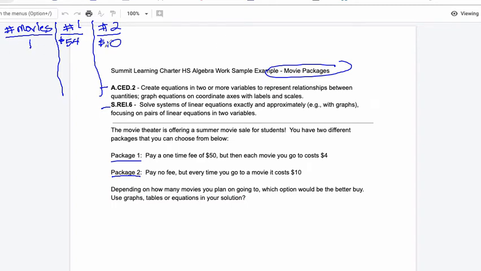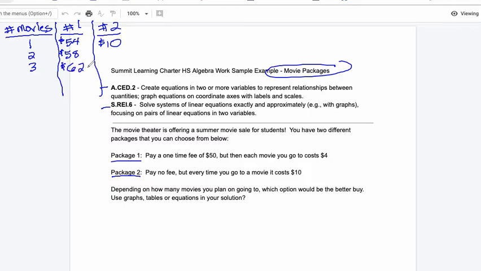Okay, but I'm looking kind of for a pattern. I need to be able to kind of articulate between any number of movies: 10, 20, 30, 25, 24. I'm trying to think big picture and use some algebra on this. So let's do a couple more. Let's do 2 movies and 3 movies. 2 movies is still $50 for the flat fee, but then it's going to be another $4 for each movie, so that's going to be a total of $58. And if I go to 3 movies, it's a $50 flat fee plus $4 for each of 3 movies, so it's going to be a total of $62.